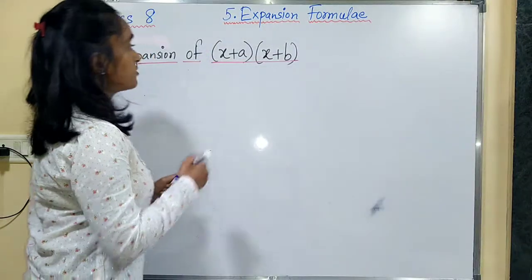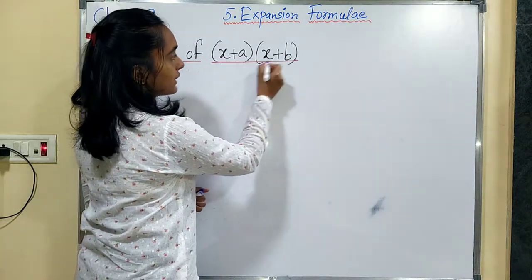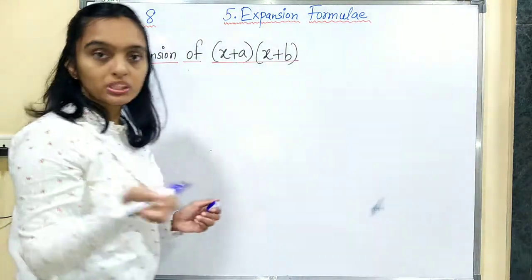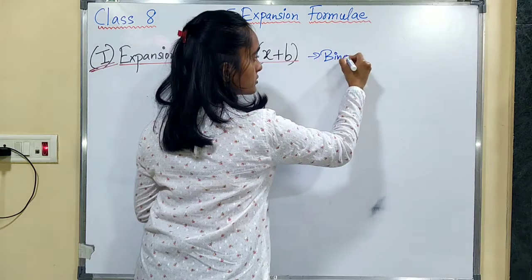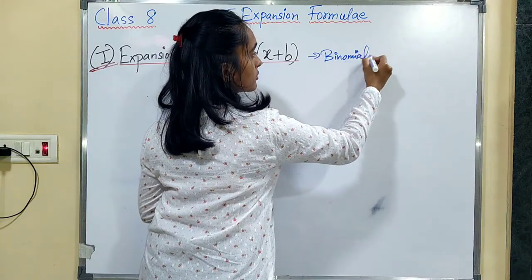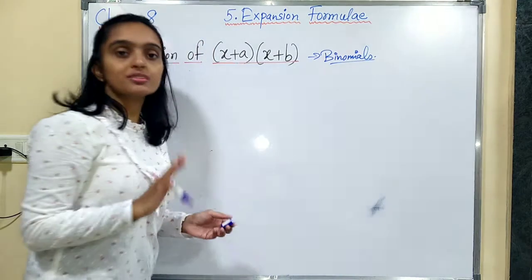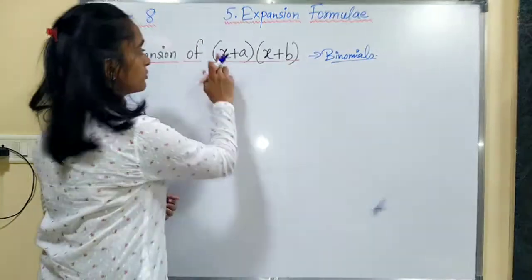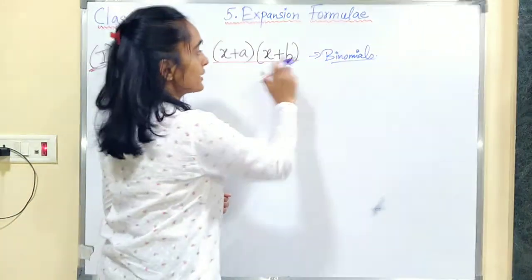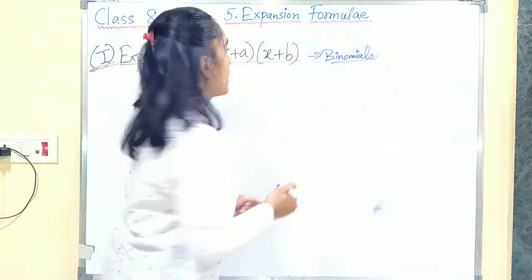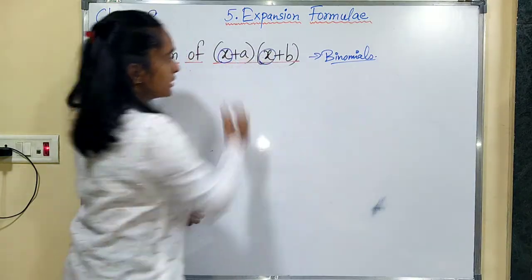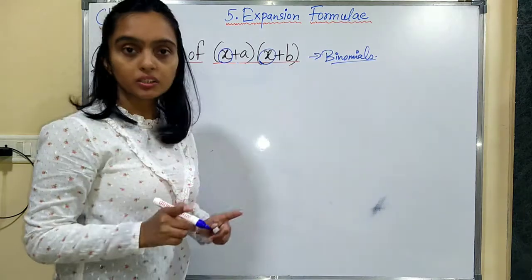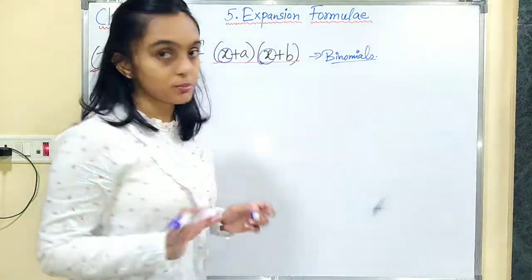The next expansion to be studied is the expansion of x plus a and x plus b. Here we have x plus a and x plus b. Both are binomials. Binomials means polynomials having two terms. So both have two terms, and in them one of the terms is common and the other is the uncommon part. So now let's find their expansion.